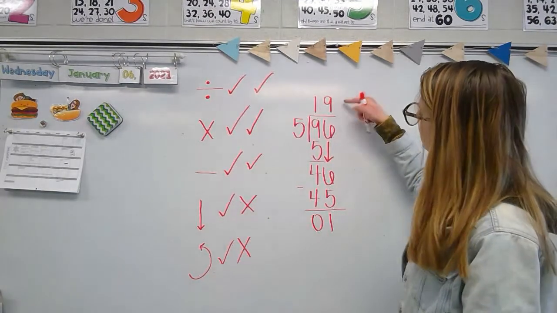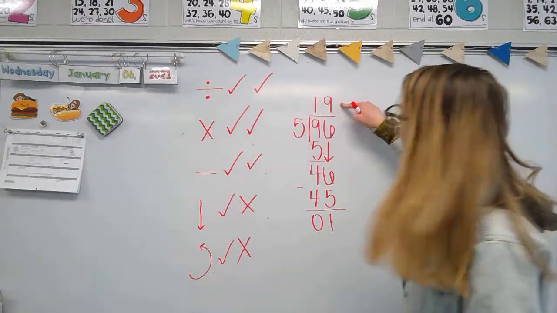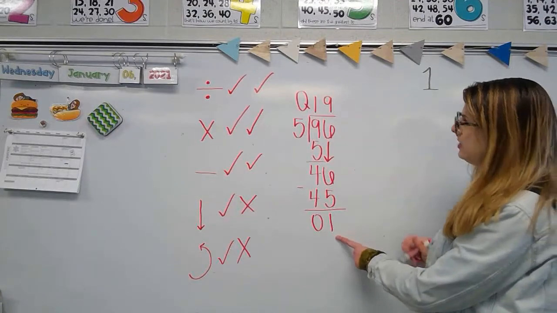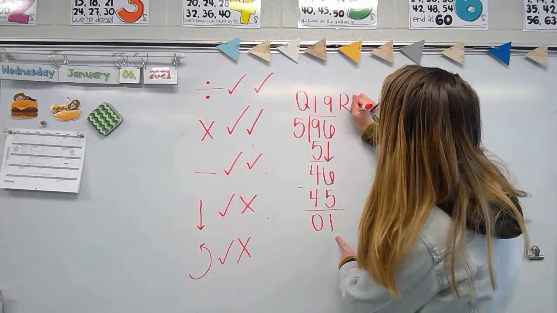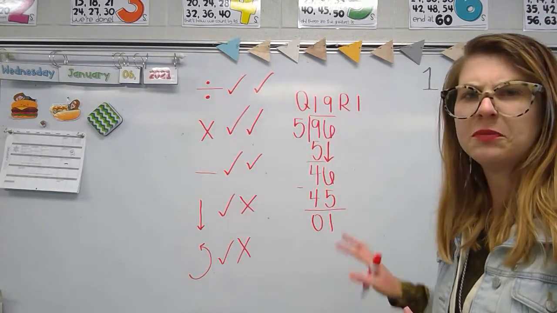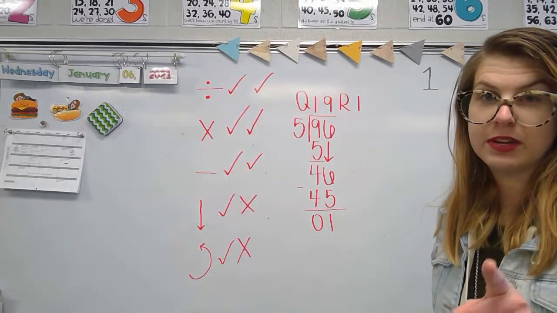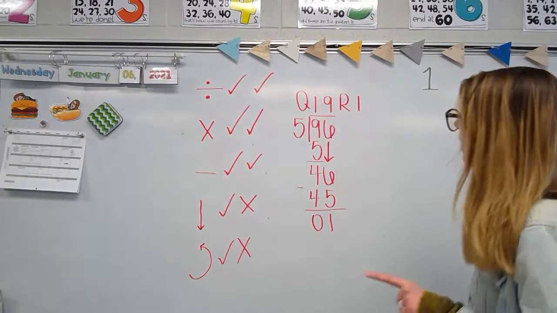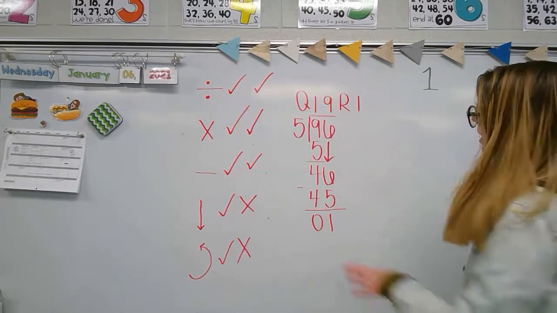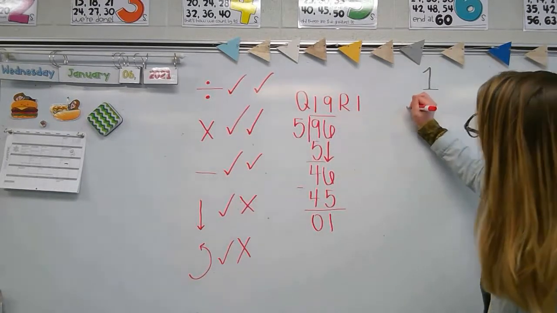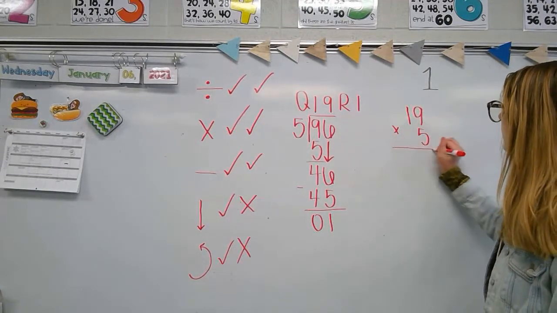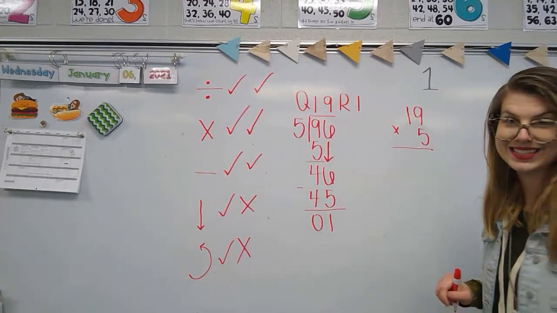Okay, so my quotient, my queen quotient at the top, is 19. My remainder at the bottom is 1. I'm feeling pretty good about this, but I need to check my work to be sure. So next to my division problem, I'm going to multiply the number at the top, our queen, times our number knocking on the door: 19 times 5. And my goal is that I get 96 as an answer.